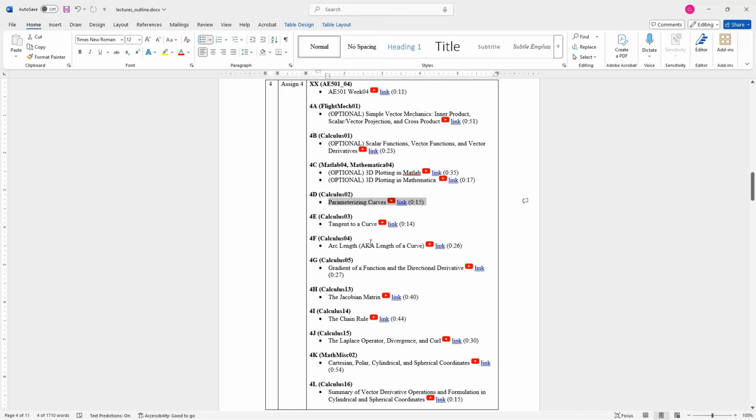Once we have a parameterization of a curve, we can start talking about computing things like a tangent vector to that curve at any given point, or figuring out how long a given curve is, the arc length. So this series of videos is about an hour-long discussion on how to parameterize and how to compute some interesting parameters based on that curve that you're describing.